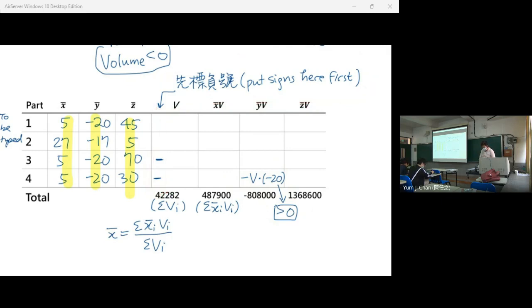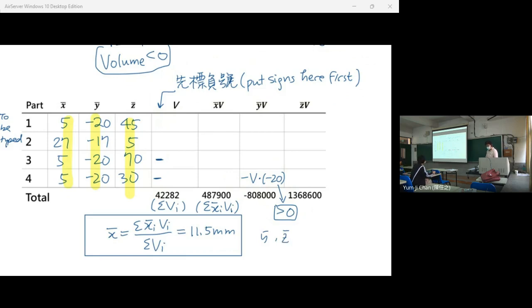After all the calculations, you will get x bar is equal to 15.5 millimeter, and the same can be done for y bar and z bar, and you can go home and do the rest.